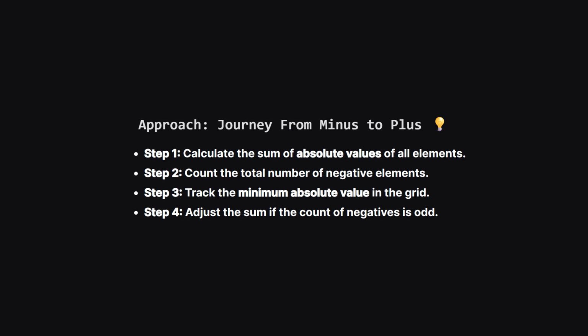So here is the plan, which the editorial calls journey from minus to plus. First, we assume the best case scenario, that we can turn everything positive. We sum up the absolute value of every single number. While we do that, we count how many negatives we actually started with, and we keep track of the smallest absolute number we see, just in case we need it. Finally, if our count of negatives turned out to be odd, we subtract twice that smallest number from our total, to account for the one leftover negative.